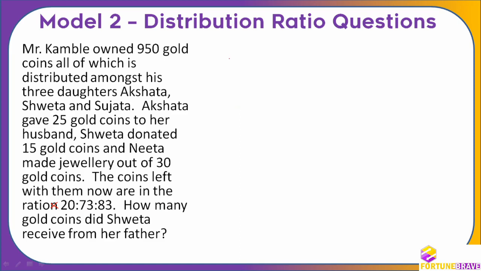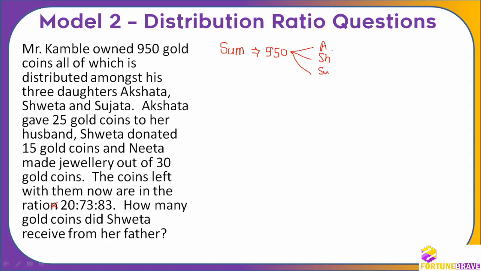If you really understand it, what is the sum? Sum now is not the sum of ratios here, not the sum of actual values of corresponding ratios. Here sum is something else. Here it is 950 which was distributed among its three daughters, Akshata, Shweta and Sujata.